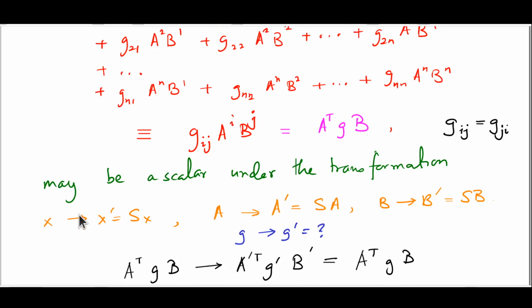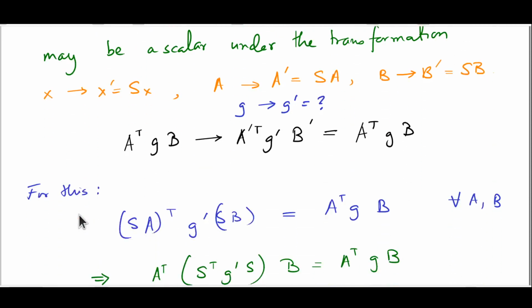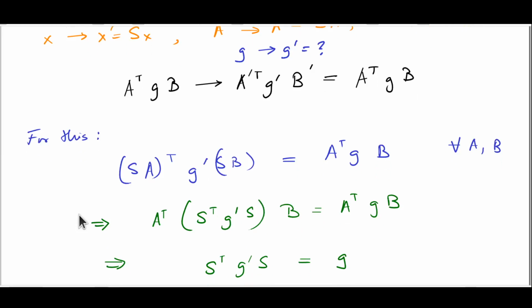Well, the way to answer that would be to follow up on our demand that a prime transpose g prime b prime has to be the same as a transpose gb, and let us see exactly what this tells us about the way g and g prime are related. Now all you have to do is write a prime transpose as sa transpose and b prime as sb, and you end up with the equation sa transpose g prime sb is a transpose gb, and this has to be true for all n vectors a and b, all column vectors a and b.